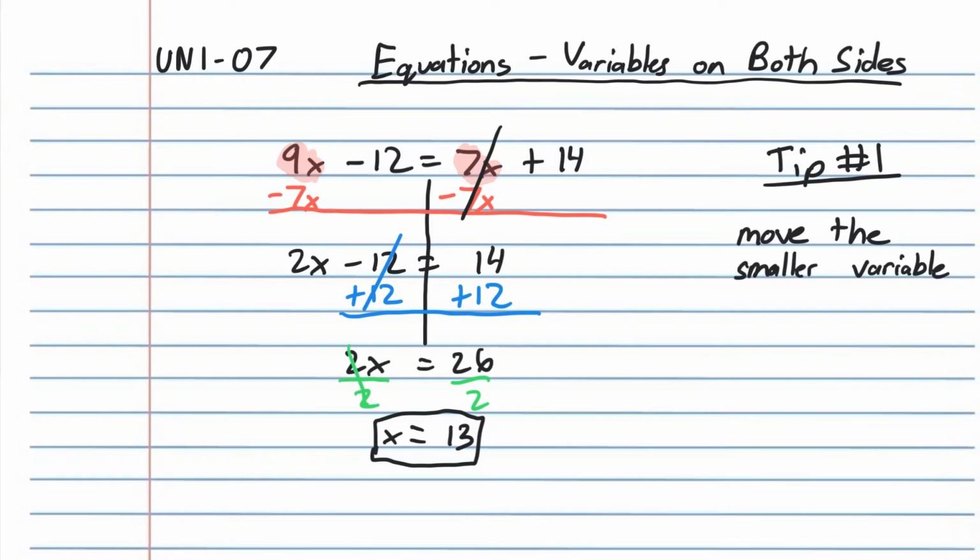In this question, we could have moved that 9x. We could have said minus 9x to both sides, but then you would have had on the right side 7 minus 9 is negative 2, and then you've got to deal with negatives, okay? So tip number 1 is to move the smaller variable, all right?